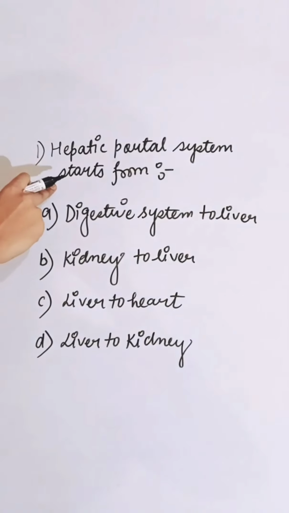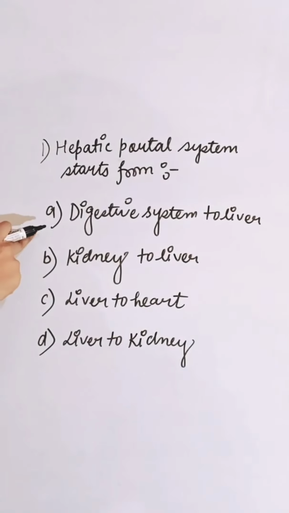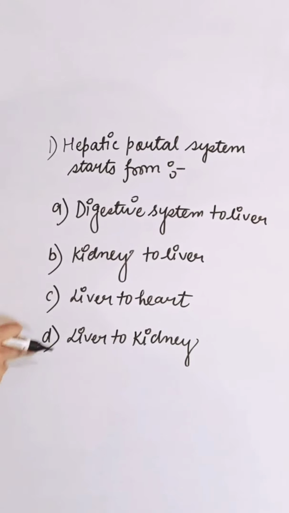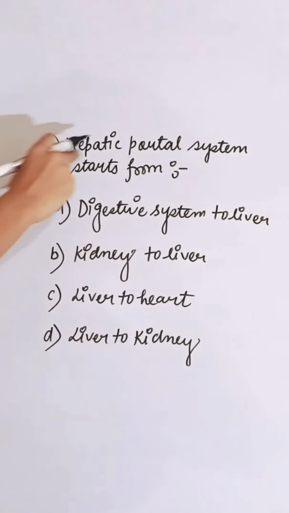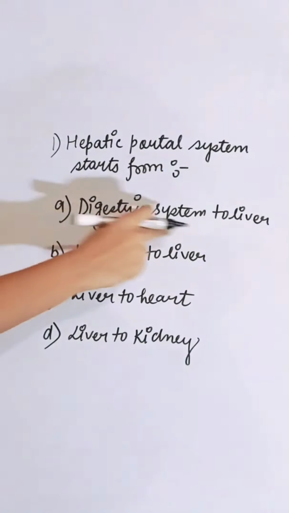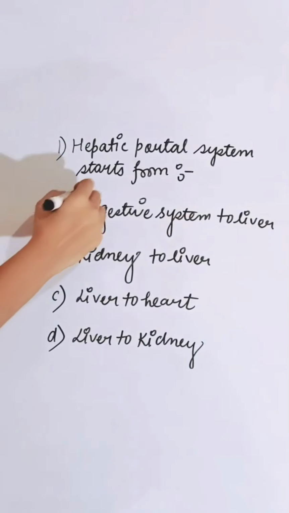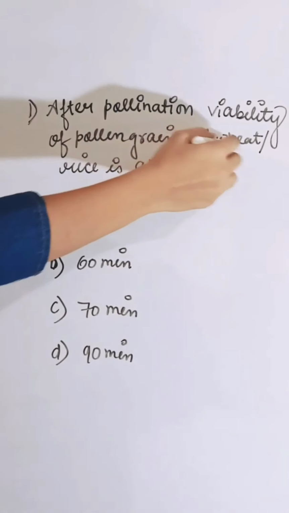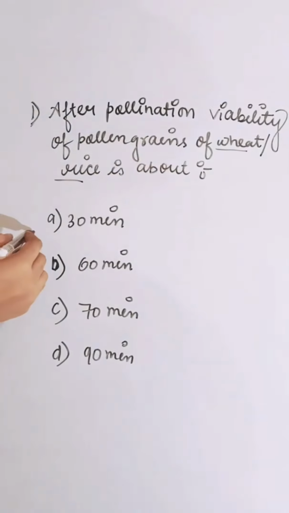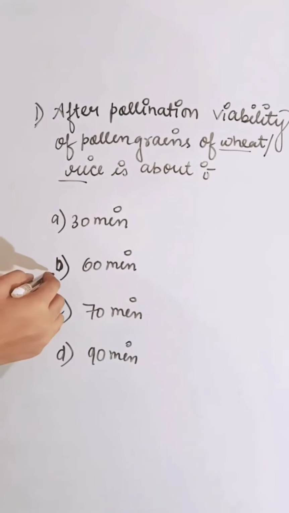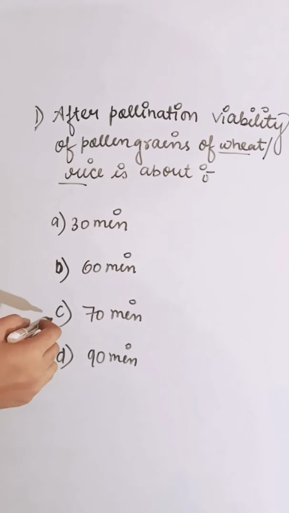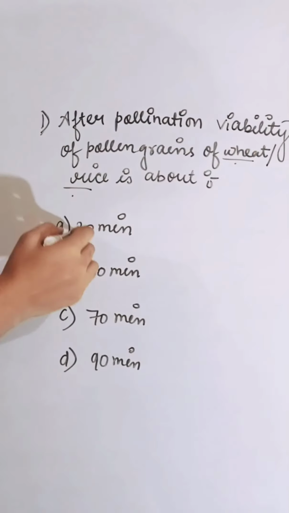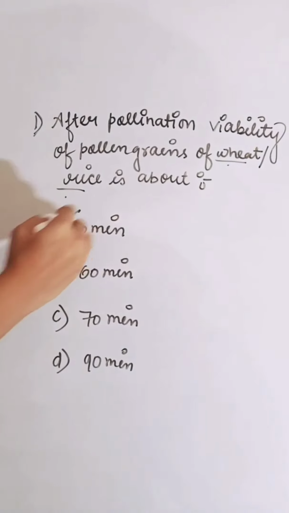Hepatic portal system starts from first option digestive system to liver, second is kidney to liver, third is liver to heart and fourth is liver to kidney. Hepatic portal system starts from digestive system to liver. So correct answer is A. After pollination, viability of pollen grains of wheat, rice is about first option 30 minutes, second is 60 minutes, third is 70 minutes, fourth is 90 minutes. The viability period of wheat and rice is 30 minutes. So correct answer is A.